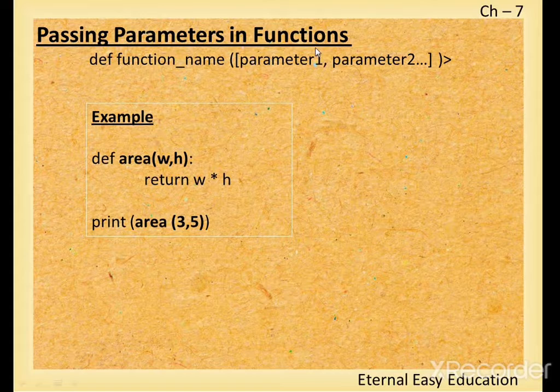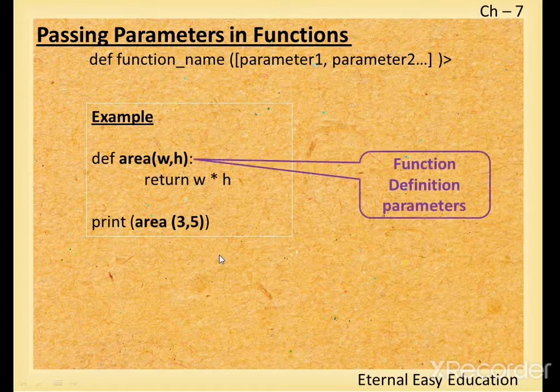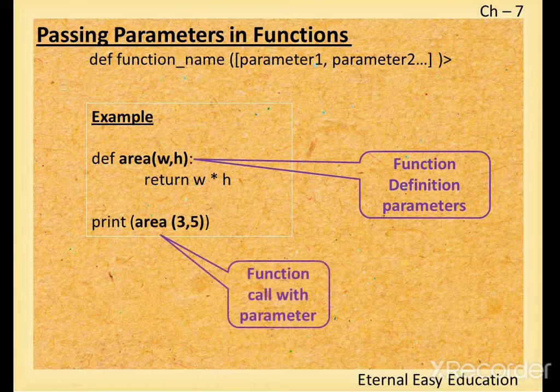Passing parameters in functions. Def followed by a function name, open bracket, close bracket. Within that we can give arguments. Here there are two arguments. Return W into H. While we call the program, we have to give the values. 3 is assigned to W, 5 is assigned to H. Function definition with parameters and function call with parameters.